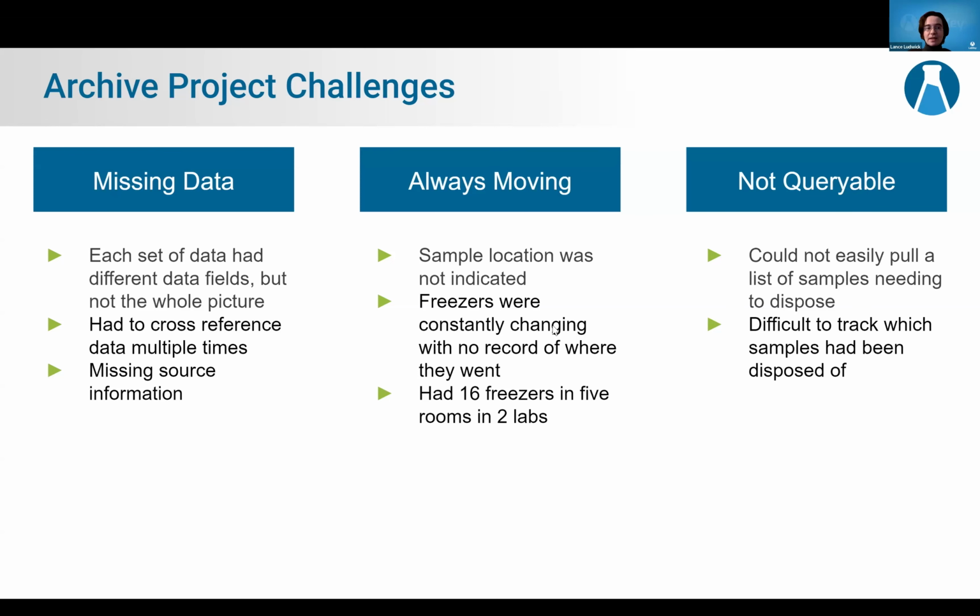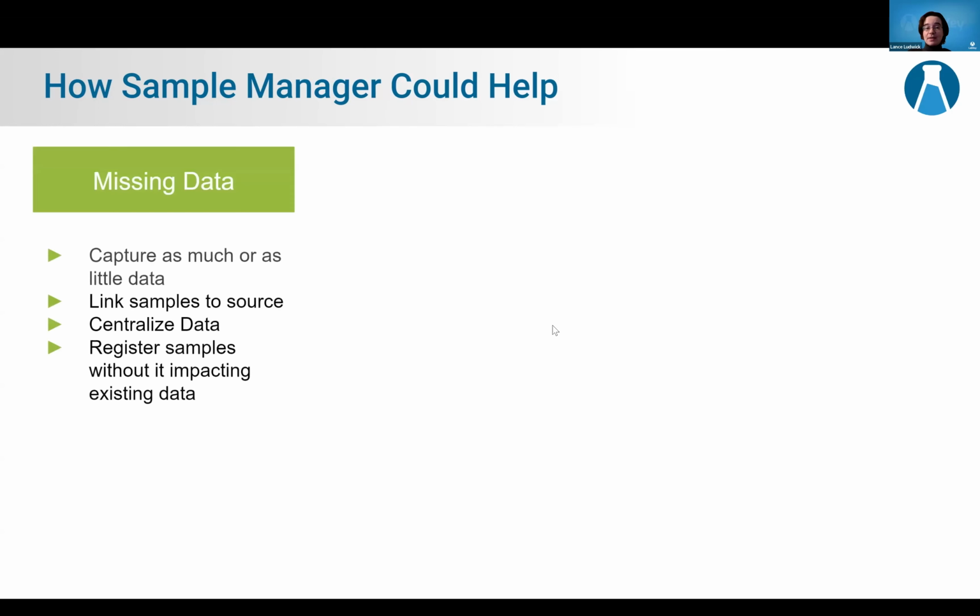And there's quite a few ways that I think Sample Manager could have helped. Especially with that missing data, Sample Manager could have combined all of the information into one centralized location. So you don't have to look at a wide range of spreadsheets or a bunch of different LIMS. It's all in one place. So that makes it super easy. And it could have as much or as little data as needed. So when I had all those different data fields, I could have combined them all into one place. That way I could really search through all my samples and register them to have that data.